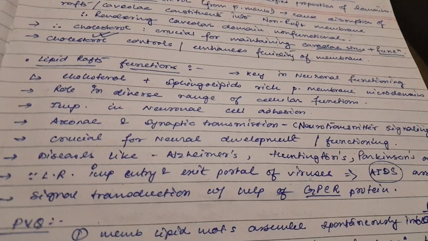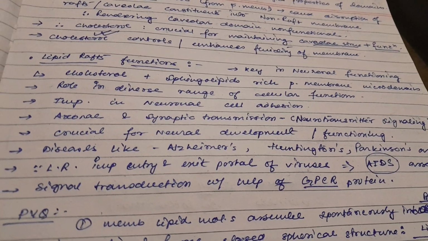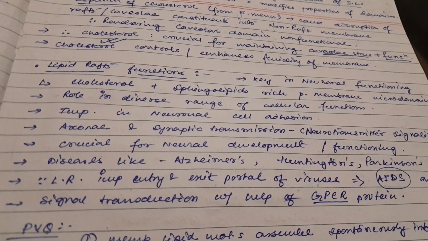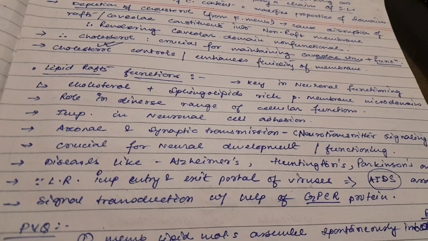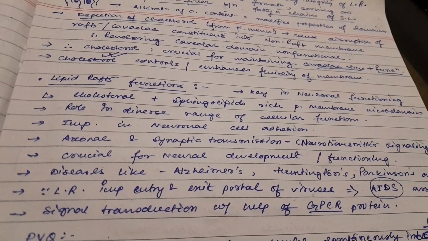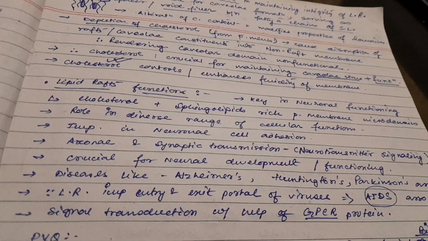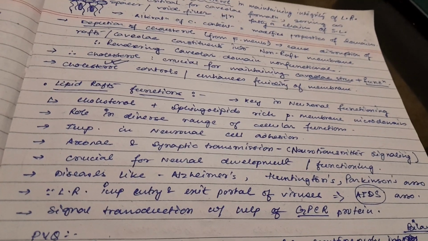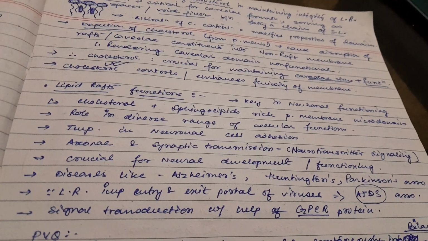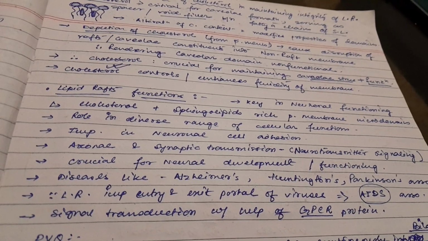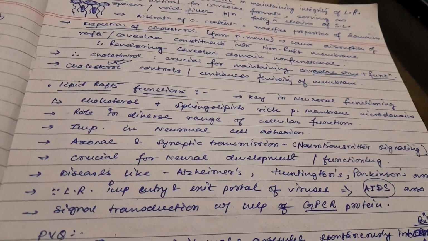There are complex diseases associated with it, like Alzheimer's and Huntington's. We can also find that lipid rafts are very importantly the entry and exit portals of different cellular viruses. That's why we also see an association of AIDS with lipid rafts, and very commonly we see that GPCR protein is involved or found within the lipid raft domains.